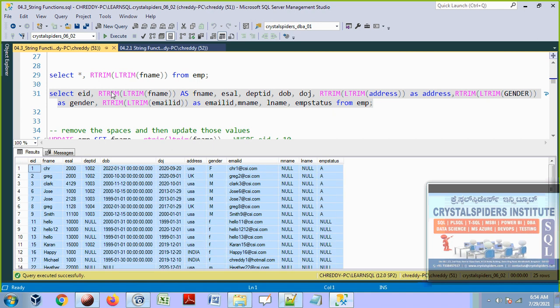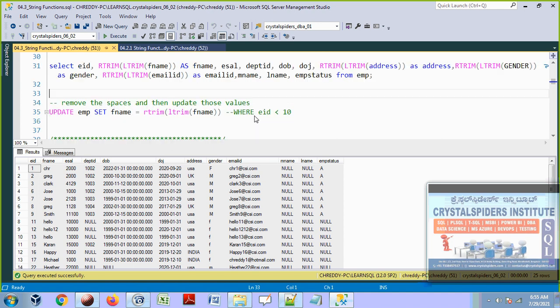There is no way these 4 columns will have space characters before and after the values in this result set, guys, because I am using LTRIM, RTRIM. While displaying, don't show me those space characters. But it will not modify any data in the table, guys. It will not do any modifications. Just while displaying, it will omit these space characters. And next, remove the spaces from those values and then update those values.